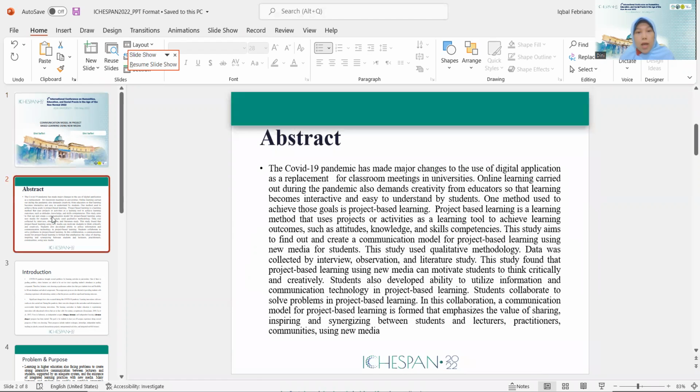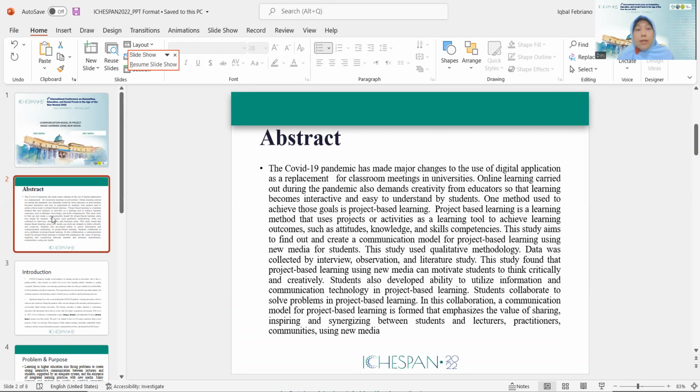Abstract. The COVID-19 pandemic has made major changes to the use of digital applications as a replacement for classroom meetings in universities. Online learning carried out during the pandemic also demands creativity from educators so that learning becomes interactive and easy to understand by students. One method used to achieve these goals is project-based learning.